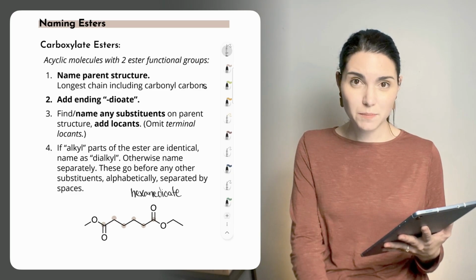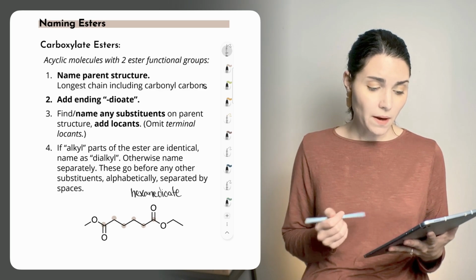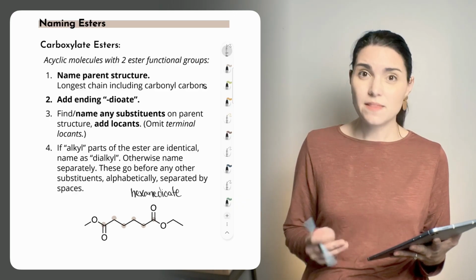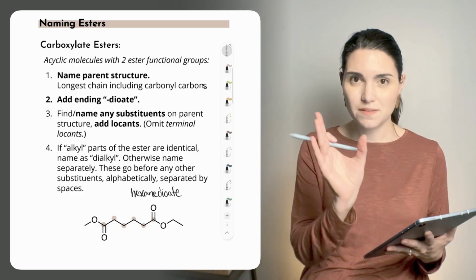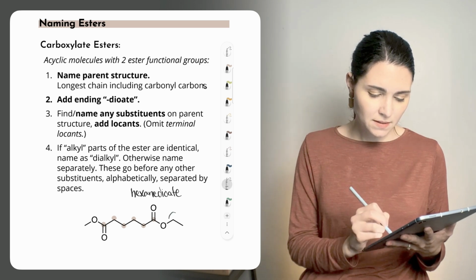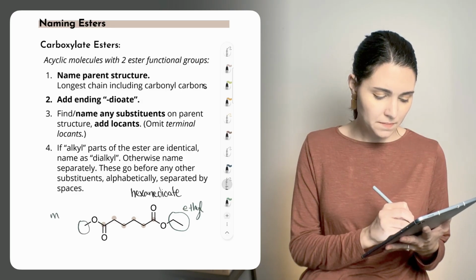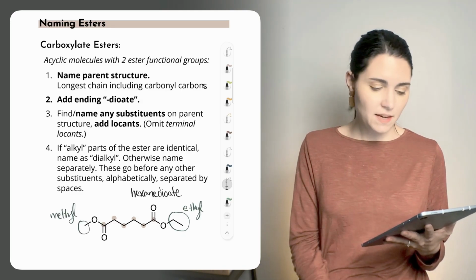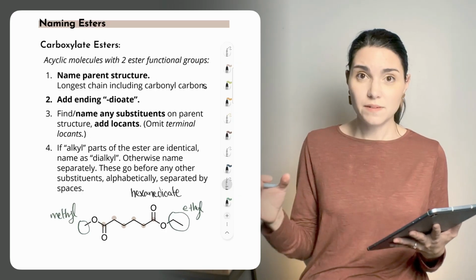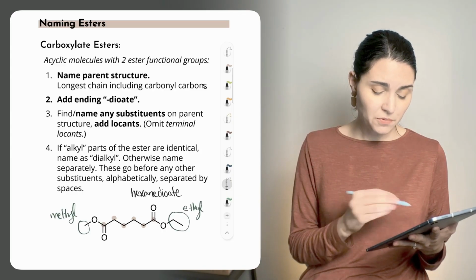Now, to name the alkyl parts of this diester, so the alkyl groups that are on the other side of that oxygen, if they were identical, we would name it as a dialkyl substituent, then put a space, and then put our full name, hexane dioate, but they're not identical in this case. We have got an ethyl group here and a methyl group here. So in this case, we're going to put them separately with spaces in front of the name of the compound. So we're also going to put them in alphabetical order. So E is before M.